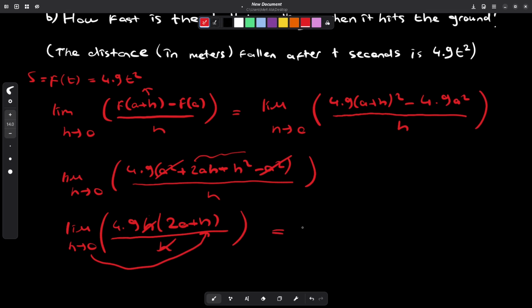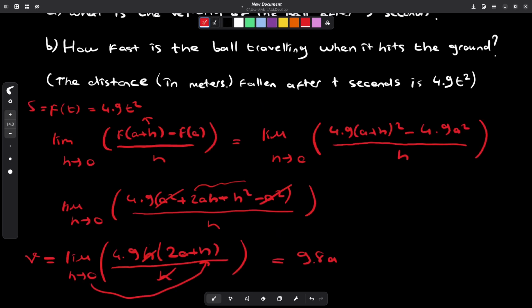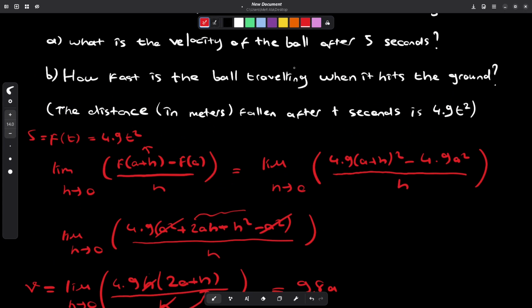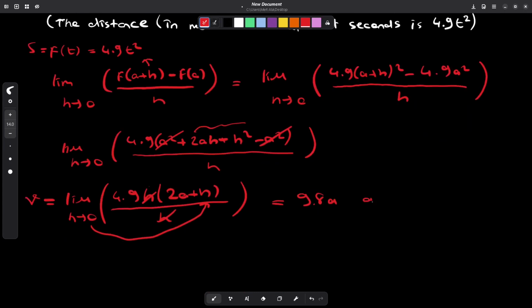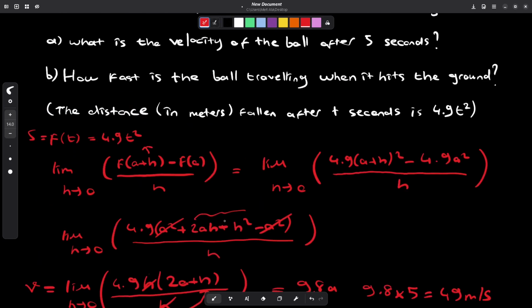So 4.9 times 2, 9.8a is my velocity. The question is asking us the velocity of the ball after 5 seconds, which is 9.8 times 5, which is 49. This is how we answer part A.